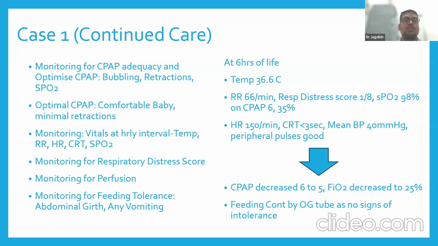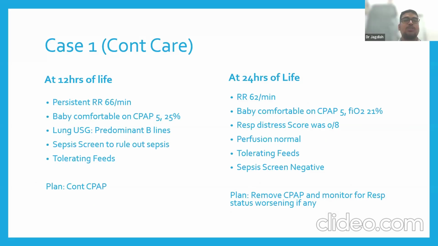So at 12 hours of life, just see what is the picture. The baby has a persistent respiration rate of 60 per minute, but is comfortable on CPAP of 5 and 25%. Lung ultrasound was done, it was showing predominantly B lines. B lines are nothing but because of increased lung fluid. So there is more lung fluid, it is describing.